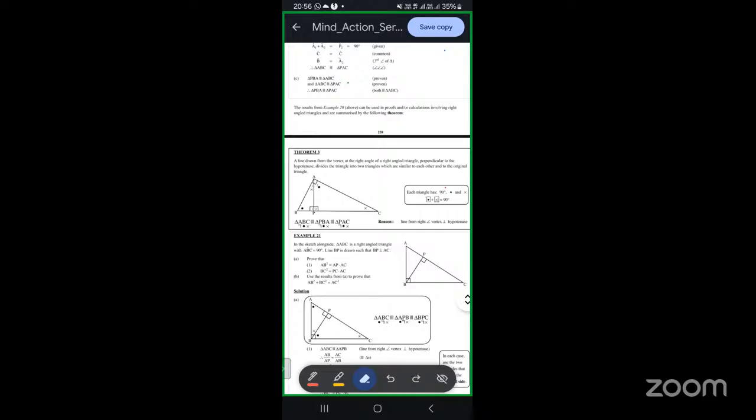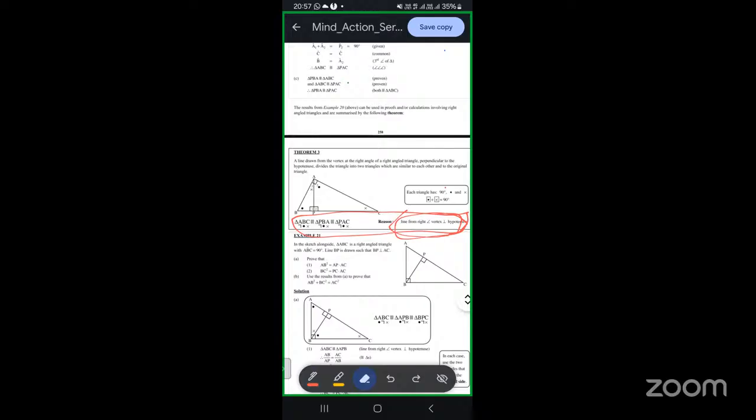Sir, for example A, when we have to prove what is given there, can we use the reason that is given in the solution, whereby we just write the triangle ABC is similar to triangle APB and use that reason instead of proving the angles first? You mean this one? Yes, sir. That reason given there.